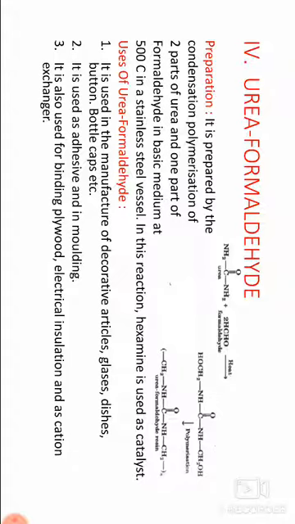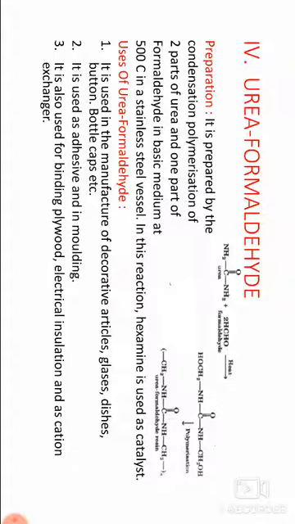Then next, urea formaldehyde preparation. It is prepared by the condensation polymerization of two parts of urea and one part of formaldehyde in basic medium at 50 degrees temperature in a stainless steel vessel. In this reaction, hexamine is used as a catalyst. Urea formaldehyde is prepared by condensation polymerization reaction.